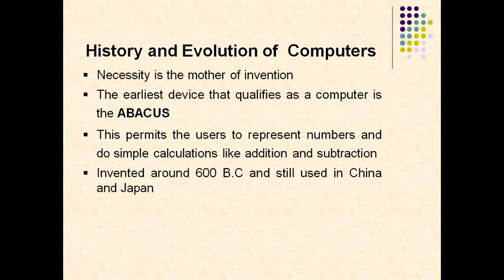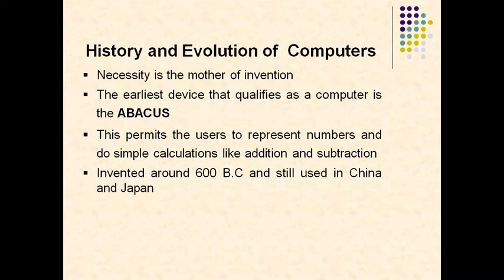So what is the history and evolution of computers? How have computers evolved? What is the beginning, when was it, by whom was it invented? Okay students, necessity is the mother of invention. The earliest device that qualifies as a computer is the abacus. So this is the first computer, which was invented in 600 BC in China, and is still used in China and Japan. Okay, this is abacus.